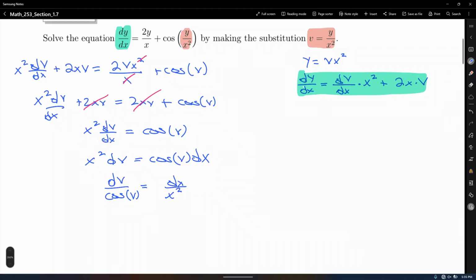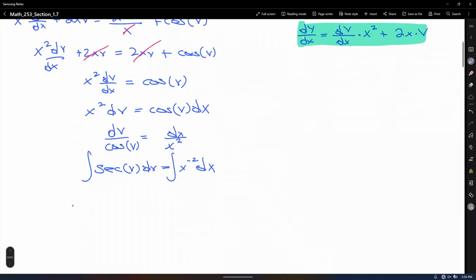We're almost there to integrate. We can't integrate the cosine in the denominator. However, how about secant, right? Secant v dv equals x to the negative 2 dx. And guess what? Integrate. What's the integral of secant? ln of secant v plus tangent v equals x to the negative 1 over negative 1 plus c.